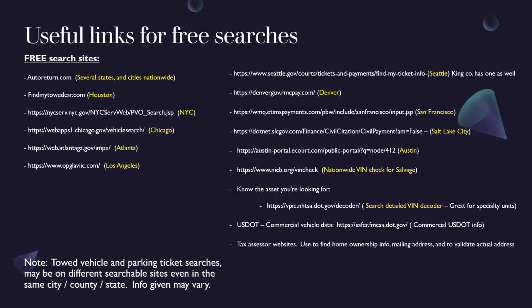But do note, for instance, Seattle has their own where you can look up tickets, but King County, which is the county there, also has their own. So your county and city may vary. As you can see, there's a whole laundry list of them there. And there's different places, and note that your towaways and parking tickets may be on different sites.